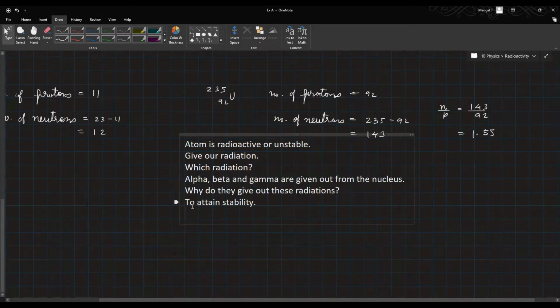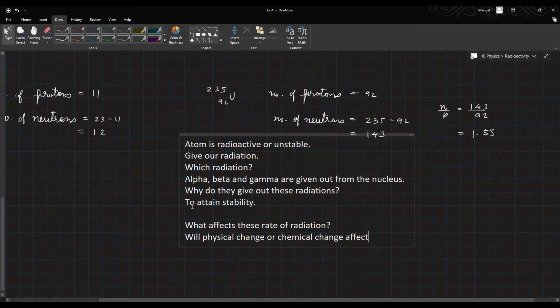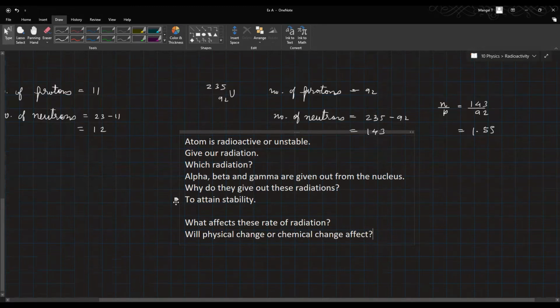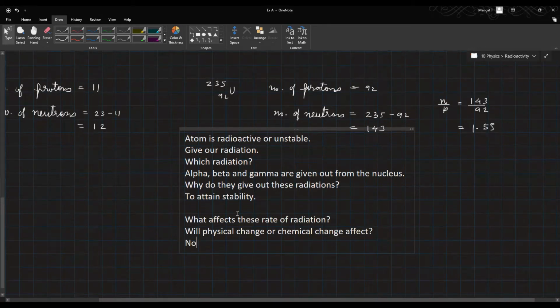Now the next question is, what affects these radiations or this rate of radiation? Will physical change or chemical change affect it? Okay, what is the answer to that? The answer is no. There will be no change in the rate of radiation. I'll tell you why.